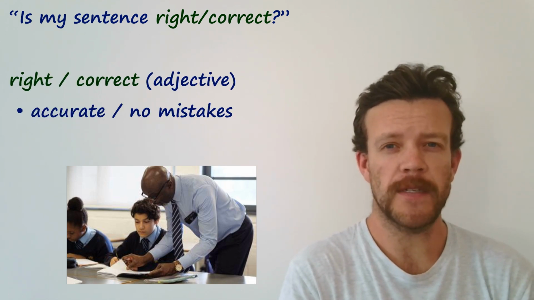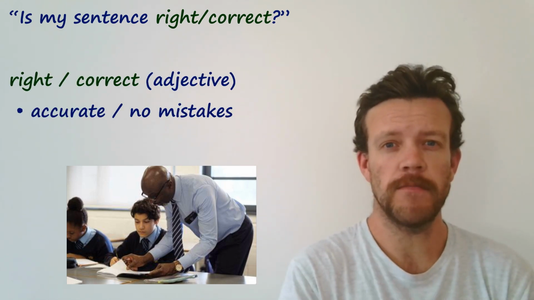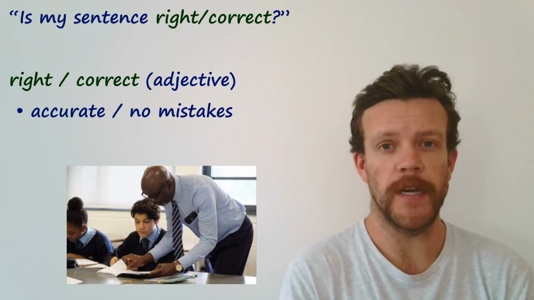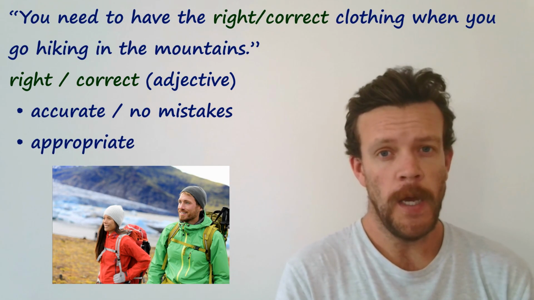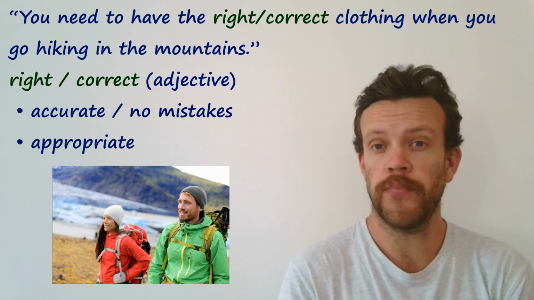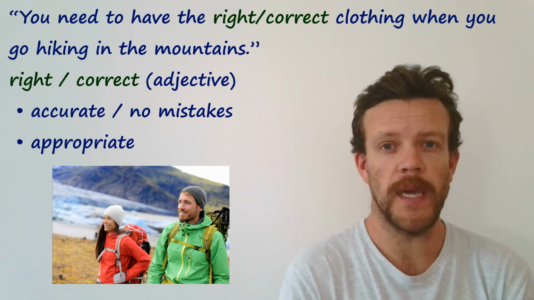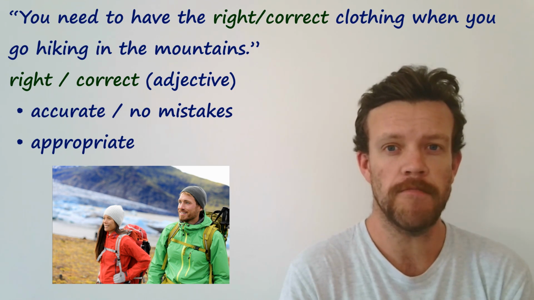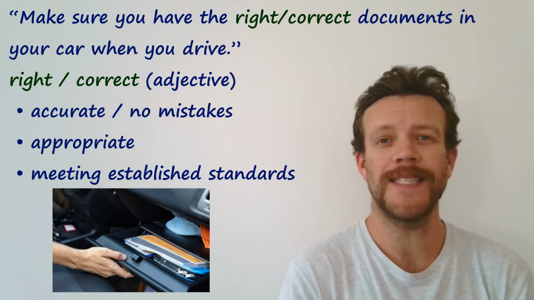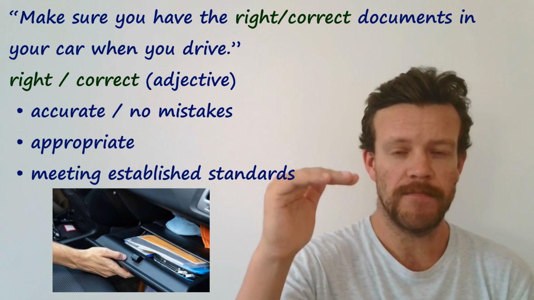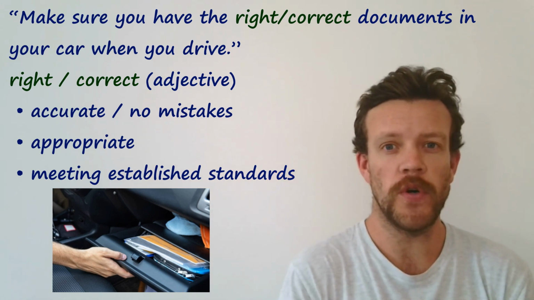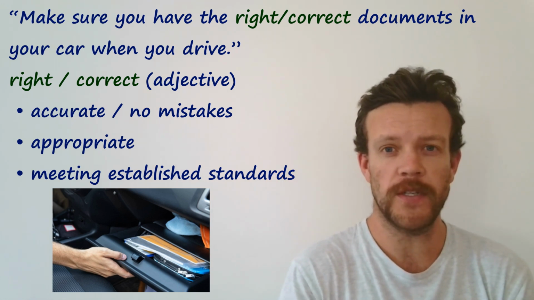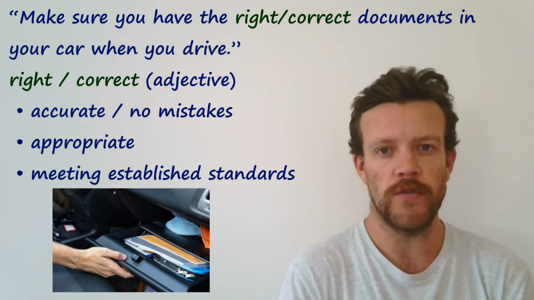If you're talking about something being accurate with no mistakes, use right or correct. We also use this for appropriate. When you go hiking in the mountains, you need to have the right or correct clothing, or meeting established standards. So you need to make sure you have the right or correct documents in your car when you drive.